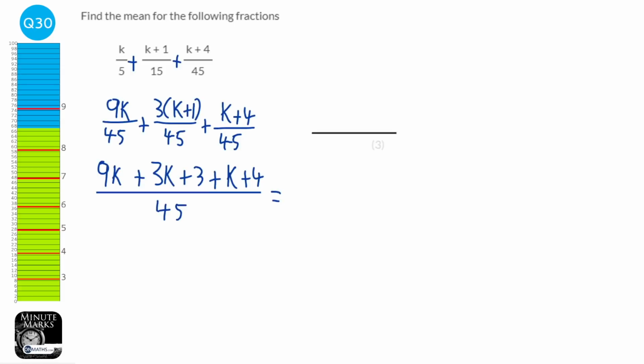And we're going to do 9k plus 3k plus k, which is going to be 13k. And then 3 plus 4, which is just 7, over 45. So the sum of them is 13k plus 7 over 45. So to work out the mean, we need to divide it by 3.